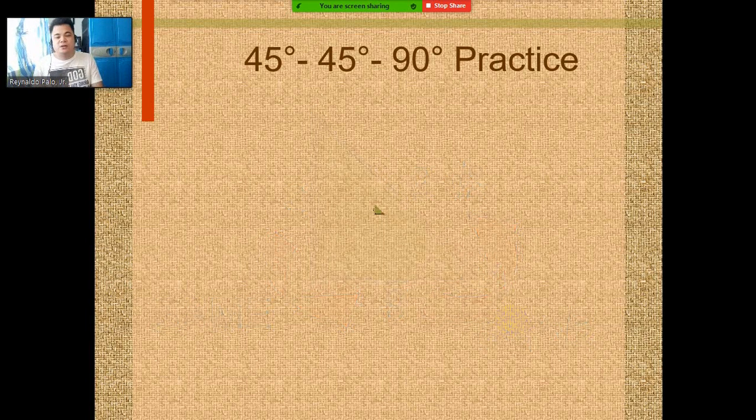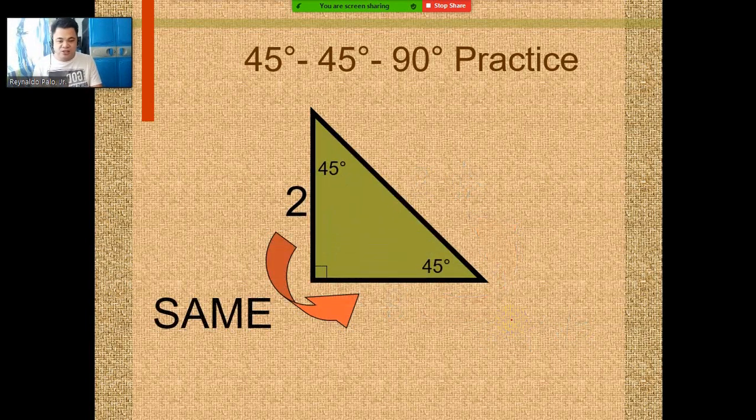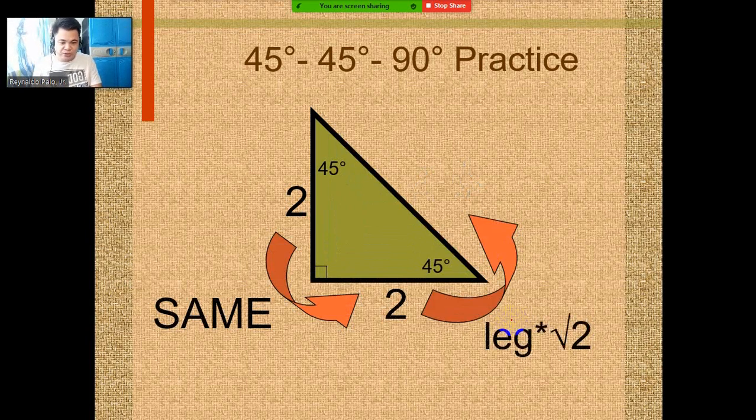Okay, right. Next, if that is 2, it's the same as the leg below, which is also 2. Then to get the hypotenuse, just multiply 2 times square root of 2. It will become 2 square root of 2.